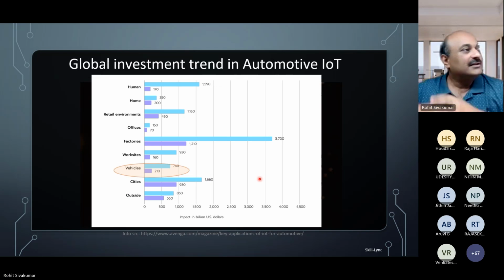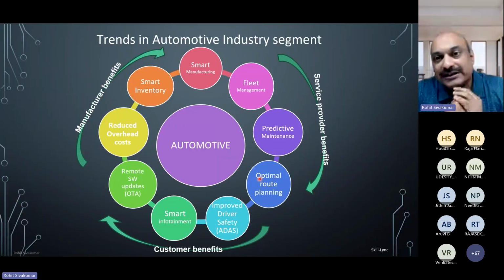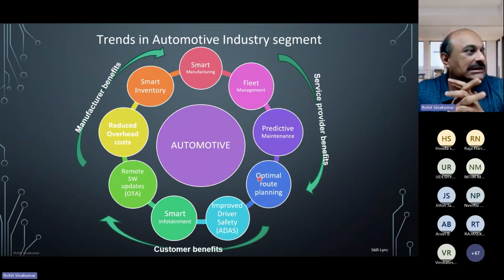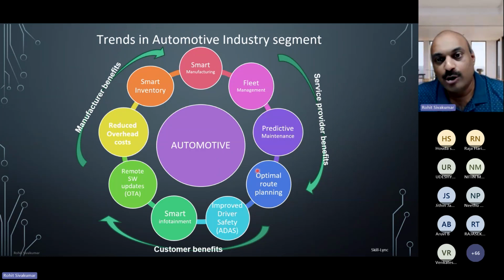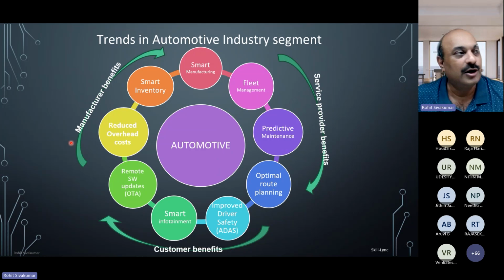And when we talk about the trends in the automotive segment, I made this block where we are talking of three different areas where the entire ecosystem is benefiting from these trends. Let's talk about the manufacturer benefit. When they apply IoT techniques to manufacturing, they are able to enable smart manufacturing. Smart manufacturing is about customizing a vehicle as per your needs.